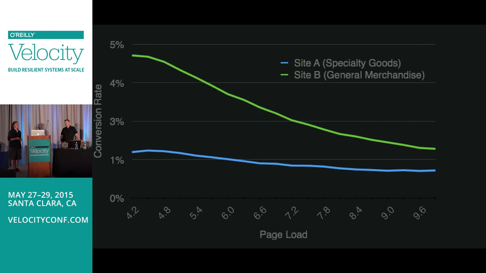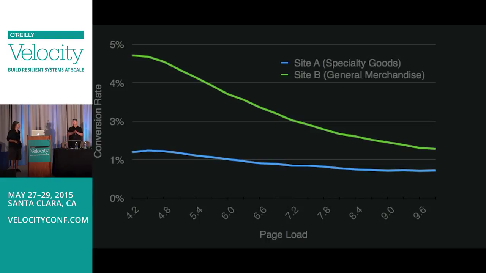Yeah. And similarly, looking at conversions, you see the specialty goods site, that blue line. There's a bit of degradation. Maybe nothing to be alarmed about, although I think any line that goes down is a bad thing. But you see where the general merchandise retailer really suffers, starting with that 4.2 seconds and then just right down the slide. And I think this makes sense intuitively. It's just nice to see the data backing it up.